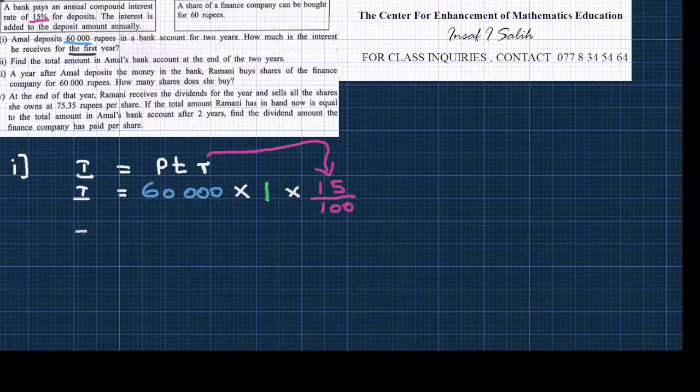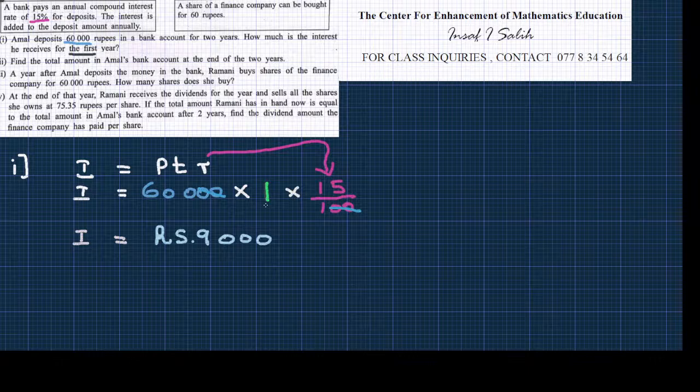Then we get interest is equal to, we can cancel. The 2 zeros here get cancelled with the 2 zeros over here. 600 times 15. That's going to be rupees 9,000. So Amal would receive an interest of rupees 9,000 from the bank for the first year.